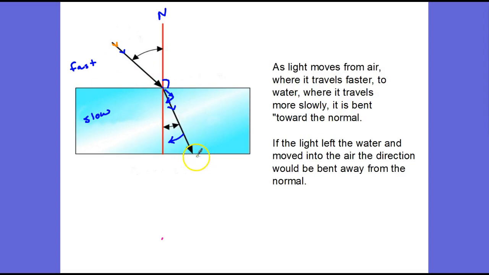If it came back out on this side, back into the air, we'd have to draw a normal line in, and the light would go like this if it were not refracted, but it's bent away from the normal if it goes from slow to fast. So fast to slow, toward the normal; slow to fast, away from the normal.